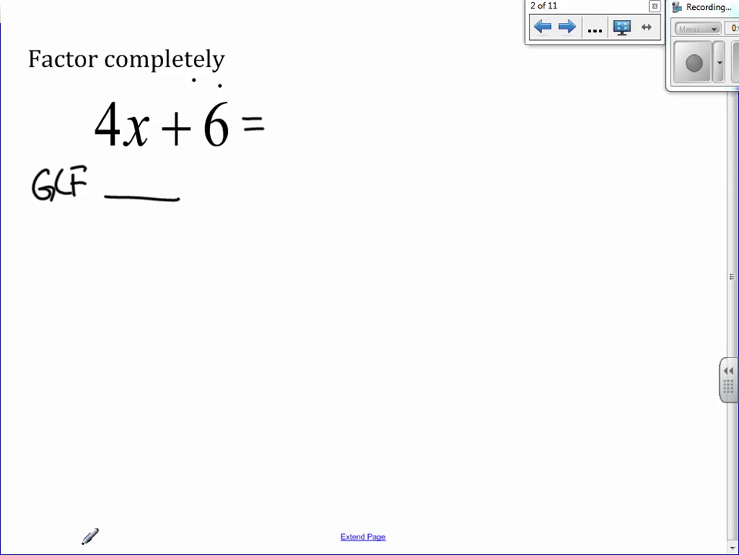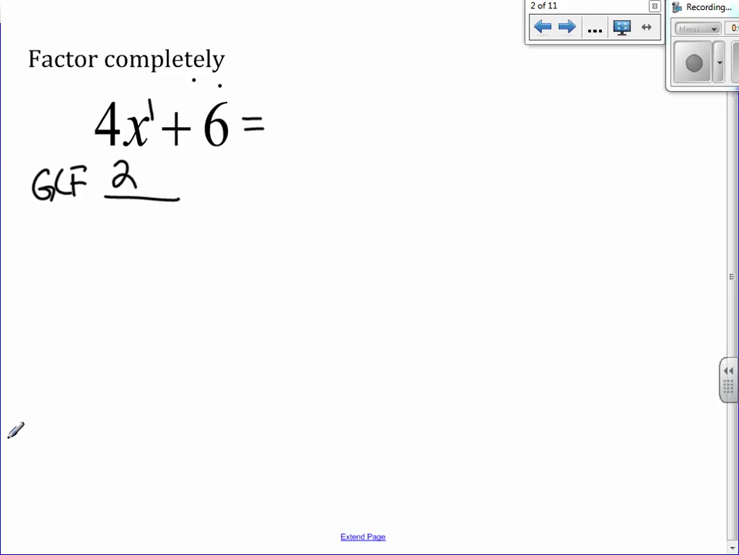What's the biggest number that divides into 4 and 6 evenly? If you said 2, kudos to you. That's correct. It's 2. Now, how many x's can we take out? When we're factoring with variables, we always go with the smaller exponent. This x has a 1 on it. This 6 has no x's. 0 x's. X to the 0. What's the smaller of the two exponents? X to the first versus x to the 0? And by the way, x to the 0 would just be 1.